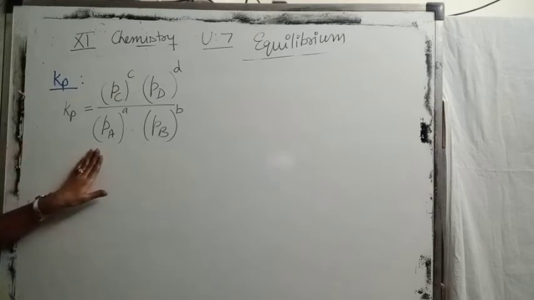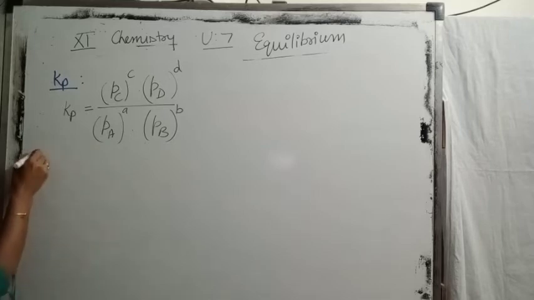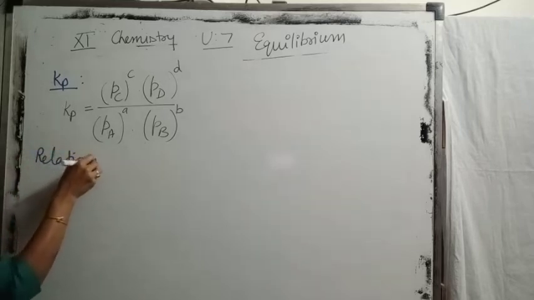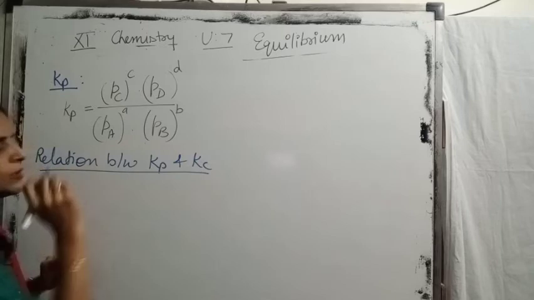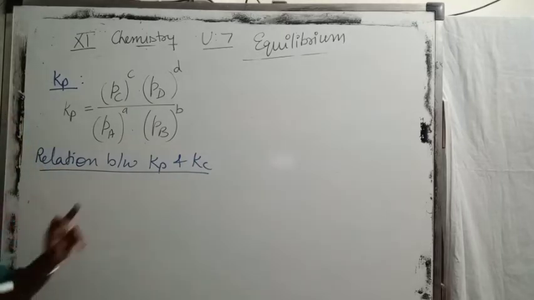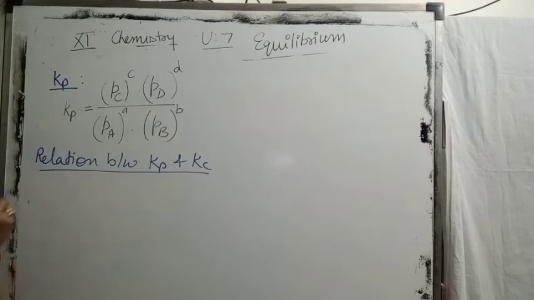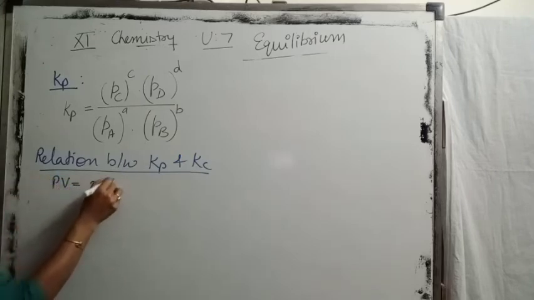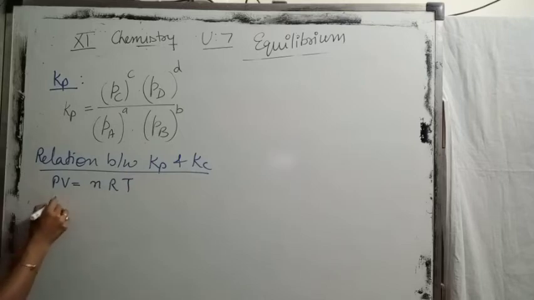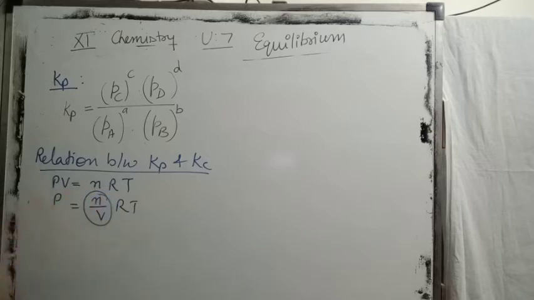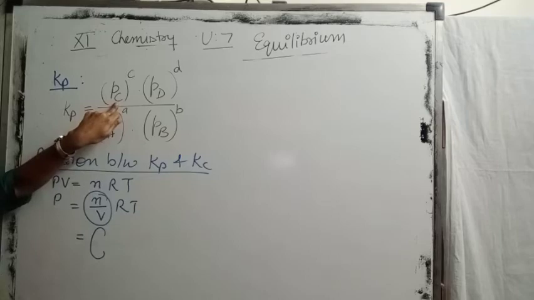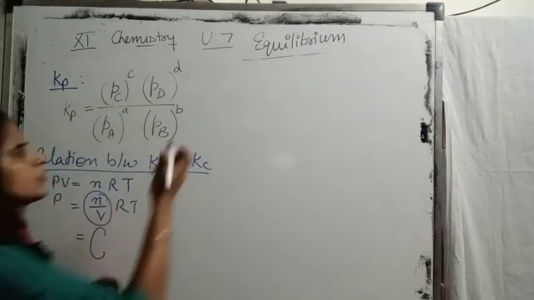I think there is no problem in this case. Now we discuss the relation between Kp and Kc. To derive this relation, first we take the relation of pressure and concentration. We know PV equals nRT, or P equals n by V RT. n by V is the symbol of molar concentration. I am writing capital C to avoid any confusion with the C that is a reactant, or just change the chemical equation to avoid any confusion.